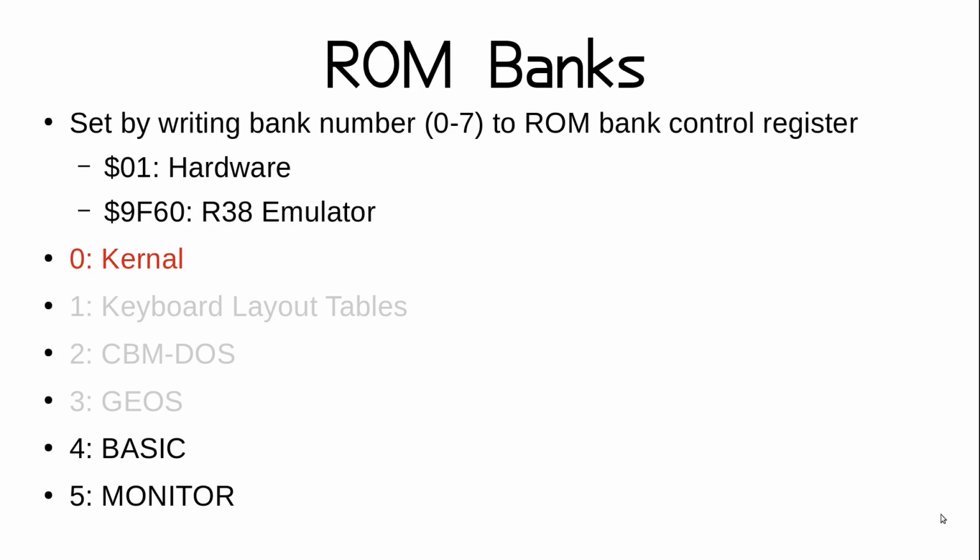Generally, most programs aren't going to switch to those other banks at all, and if they do, only for the time needed to access their data before switching back to 0 or 4. We can do this by writing the desired bank number to the ROM bank register, which is at hex 9F60 in the current emulator, but the X16 hardware will ultimately use the 0-page address 01.